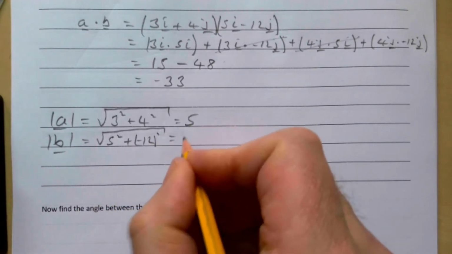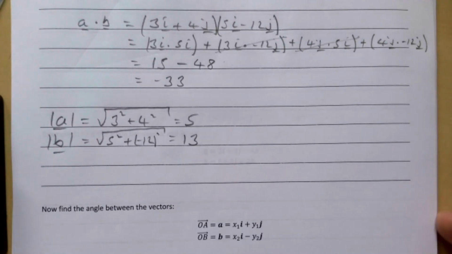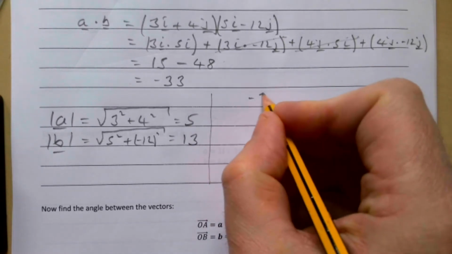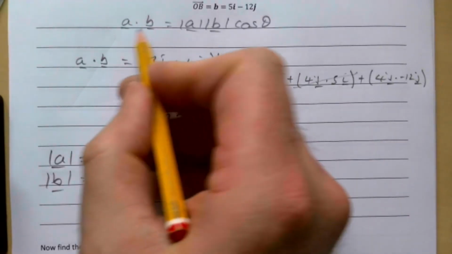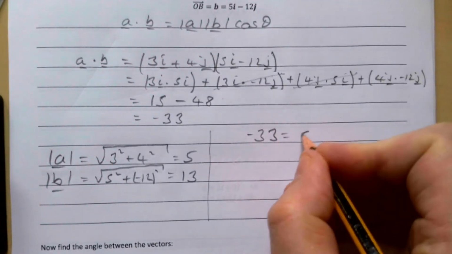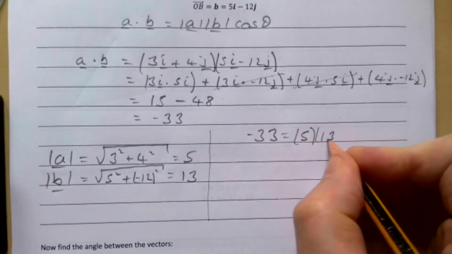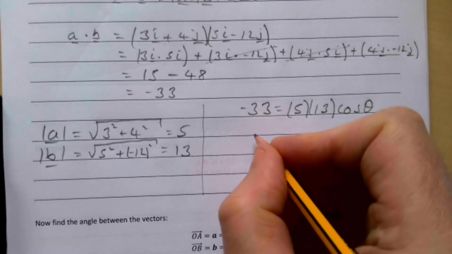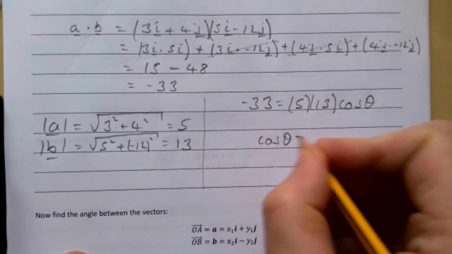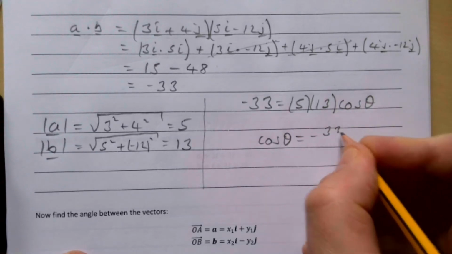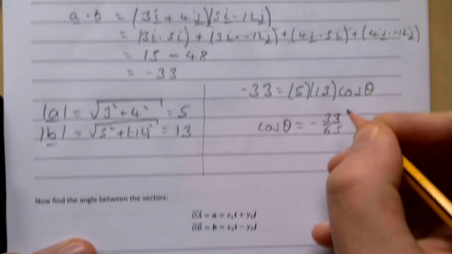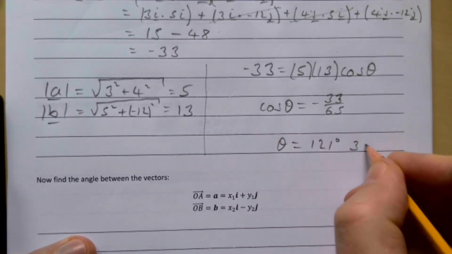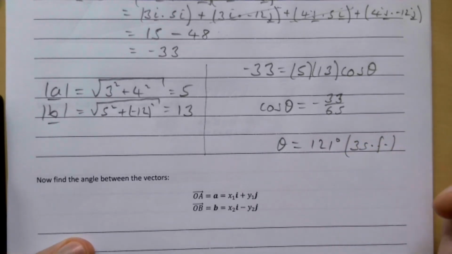And that's a Pythagorean triple as well, so it works out quite nicely, and it's going to be 13. So substituting everything into the formula, we get minus 33, because that's the A dot B, equals 5 upon 13 cos theta. That means cos theta is minus 33 over 65, and if you put that into your calculator, you get about 121 degrees, and that's to 3 significant figures.